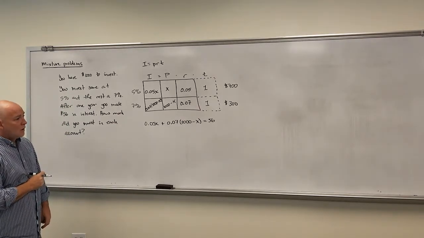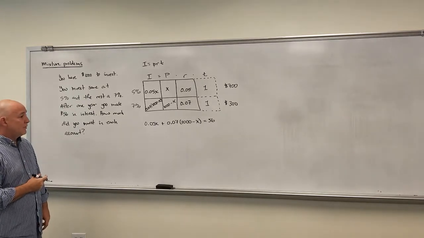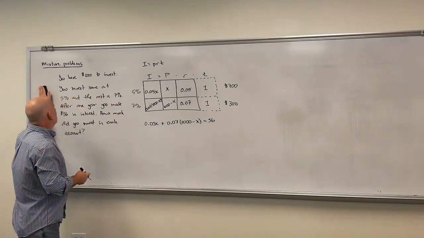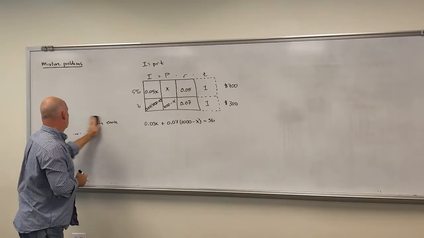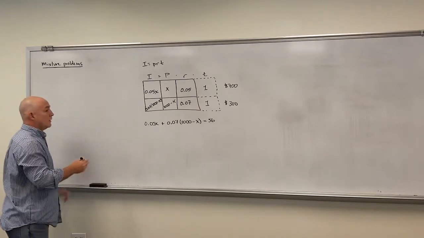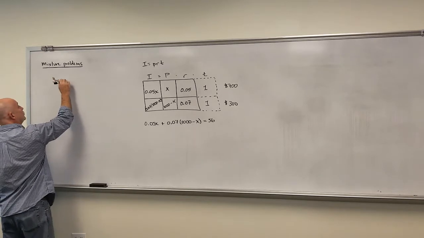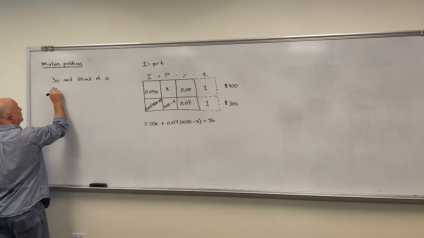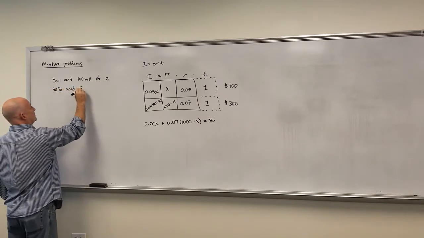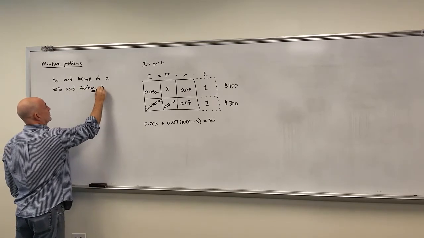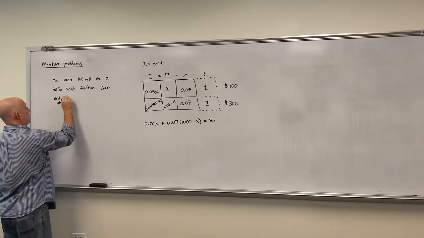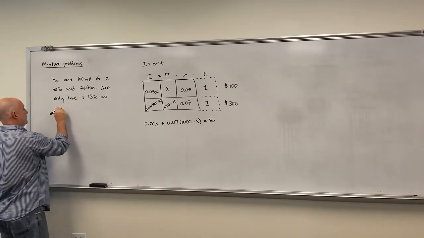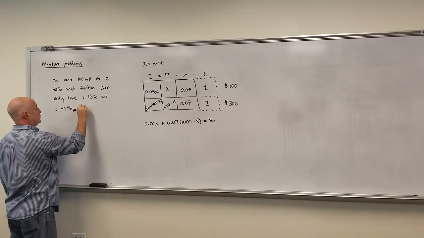All right, let's take a look at one more of these mixture type problems, and this one's a little bit more classical, I would say. Let's get this out of here. A little bit more room. I'll leave that there for a second. Let's see. Let's say you need 100 milliliters of a 30% acid solution. You only have a 15% and a 45% solution.